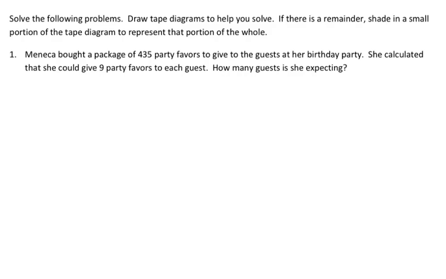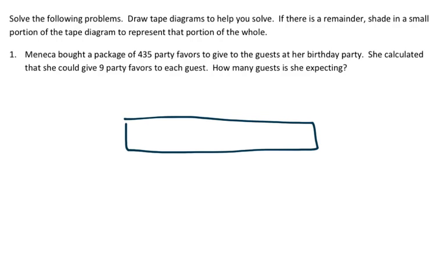Okay, so number 1 reads, Mineka bought a package of 435 party favors to give to the guests at her birthday party. She calculated that she could give 9 party favors to each guest. How many guests is she expecting? Okay, so we have the tape diagram, and we know the total is 435. Okay, and we know how many are in each group. We know that she's giving 9 party favors to each guest, but we don't know how many groups we have, so that's what our unknown is. The number of groups is unknown.